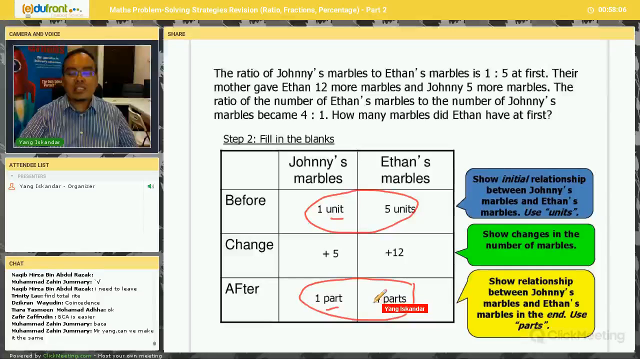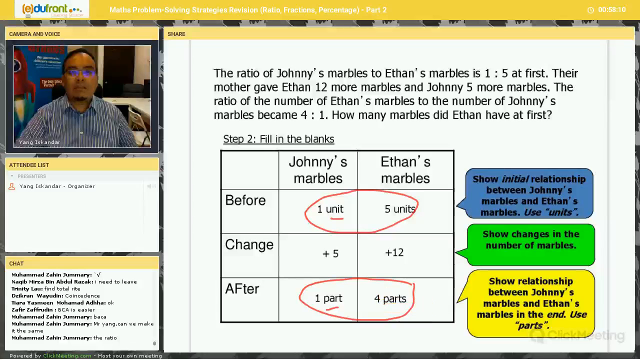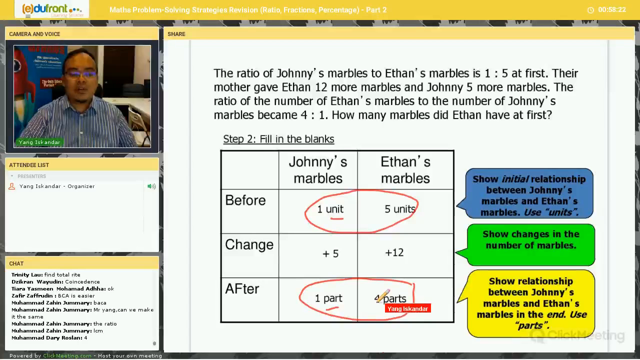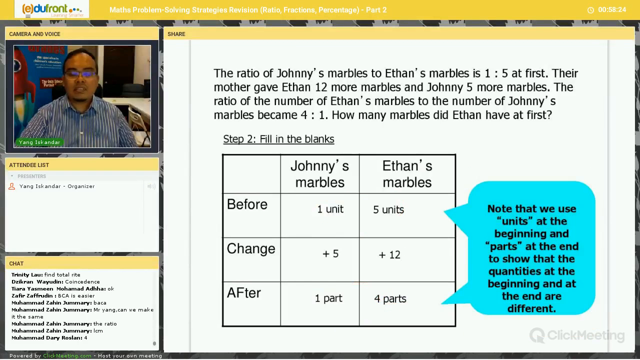So what we need to do next is we need to make the parts the same. How do we make the parts the same? We find the lowest common multiple of the parts. So this is 1 part, this is 4 parts. What's the lowest common multiple? Yes, lowest common multiple is 4. Excellent. All right.